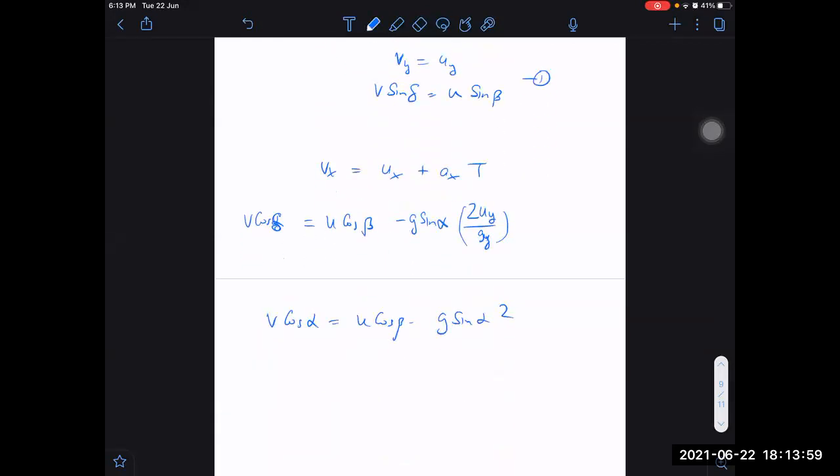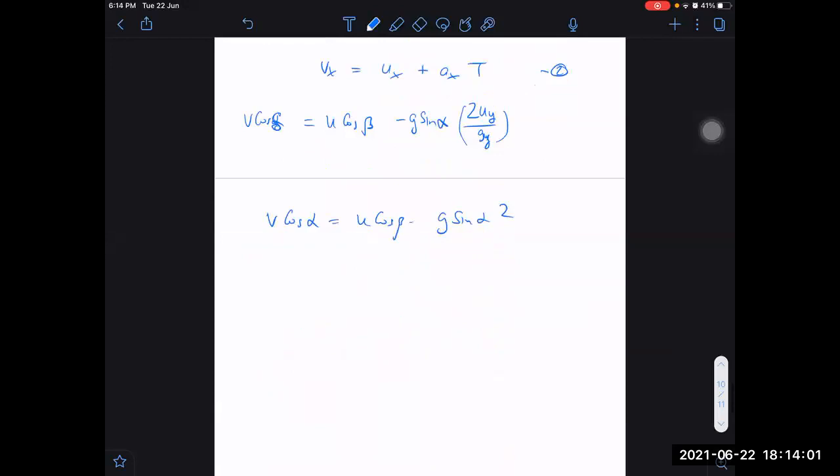Second, we are writing along the x-axis. What do we get now? 2uy, uy means u sin beta, divided by gy, gy means g cos alpha. First, v cos delta, I am sorry. Delta only, and this one is cos alpha, I think. This is okay now.